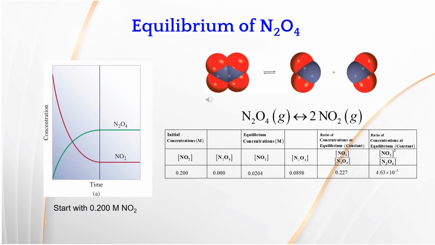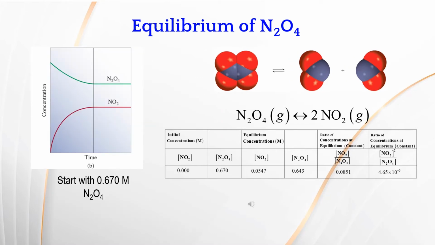By taking the concentrations at the equilibrium state, we can calculate the ratios of the concentrations. The first ratio, nitrogen dioxide divided by dinitrogen tetraoxide, gives the value of 0.227. The second ratio, nitrogen dioxide with the exponent 2, which comes from the stoichiometric coefficient of nitrogen dioxide, divided by the dinitrogen tetraoxide, gives 4.63 times 10 exponent negative 3.